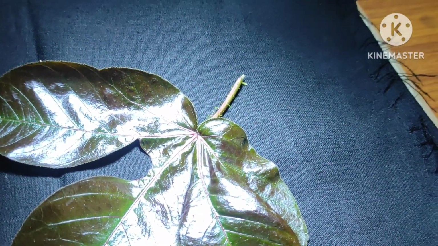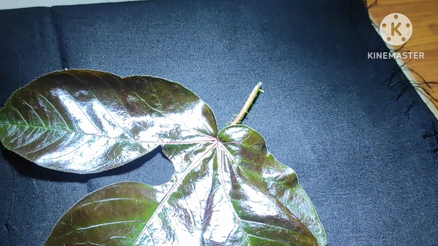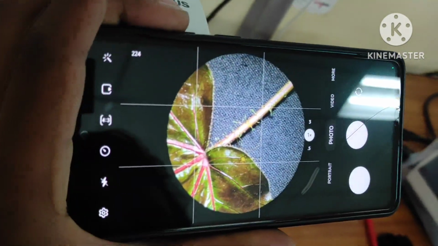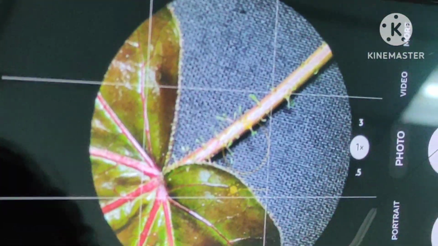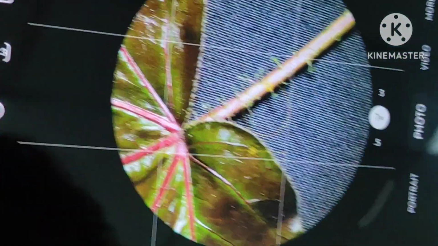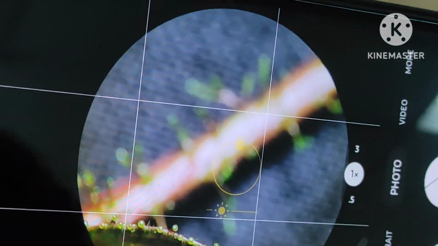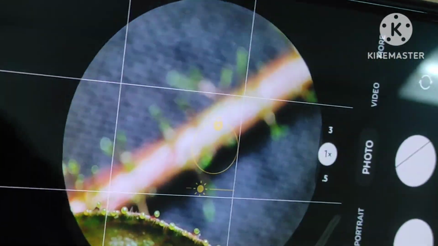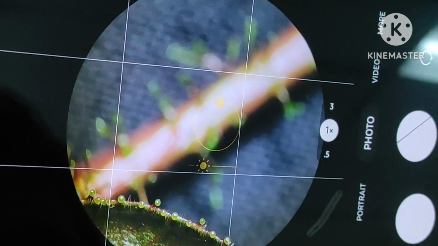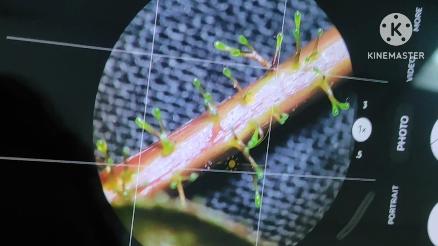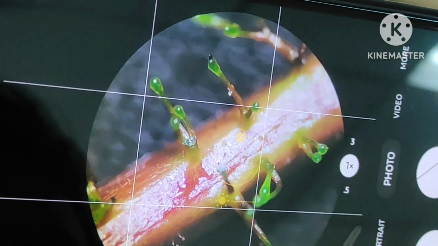The light is falling on the surface of the glands in the case of the stereo microscope. These are at low power of the objective lens, and we are using a smartphone camera only, to make things simple.